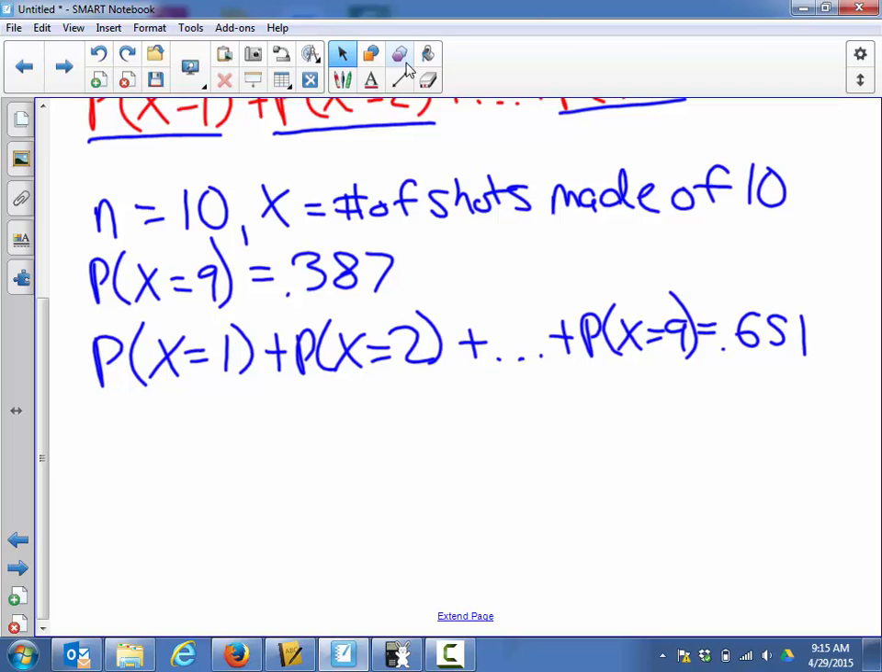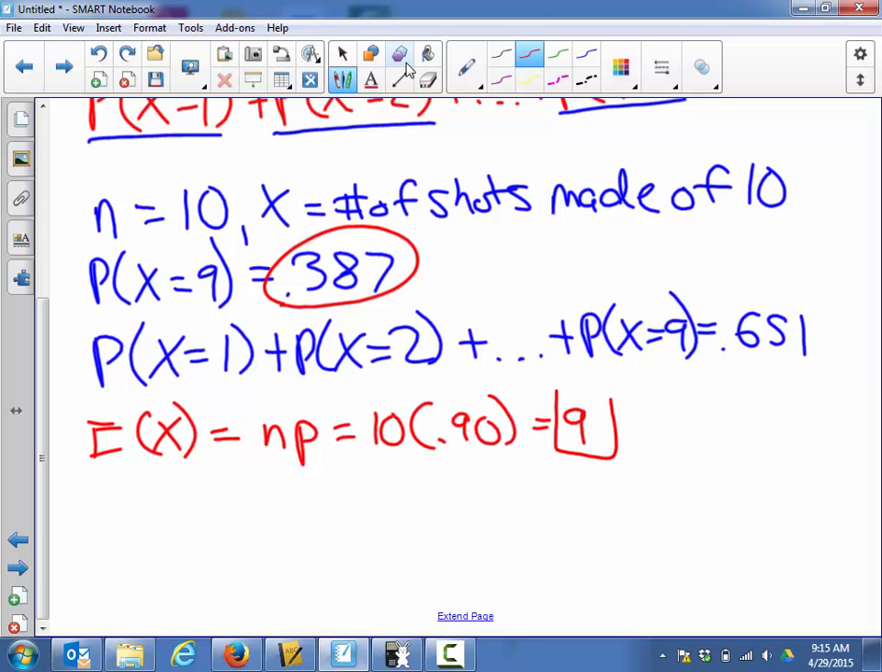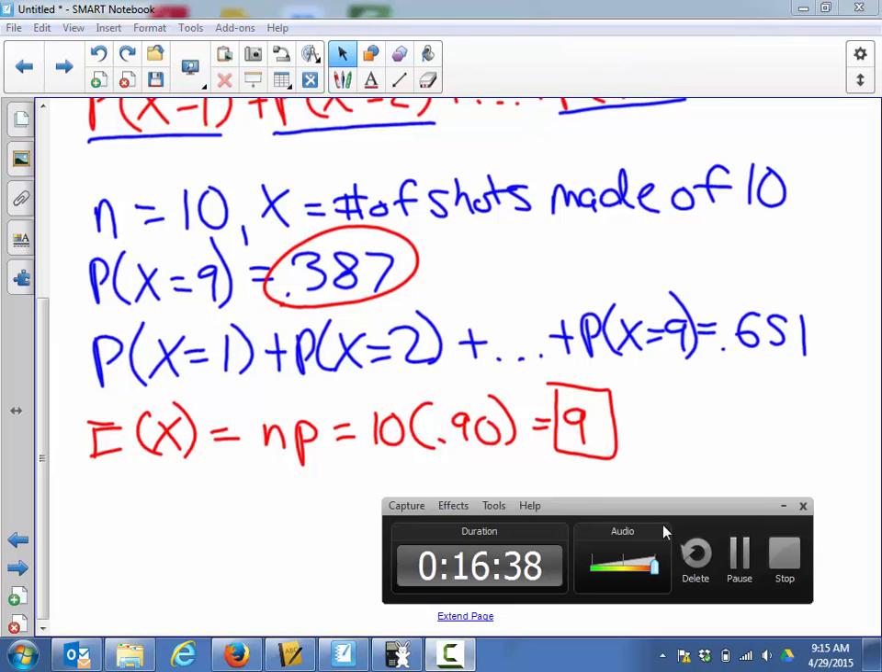So he's got a really good chance of hitting all 10. What does that come out to? 0.349, a 34.9% chance to hit 10 out of 10. So again, 9 of 10 shots is the most likely. And that is partly because the expected value of this random variable, if it is binomial, is n times p. Yeah, that's correct. 10 times your 0.90.